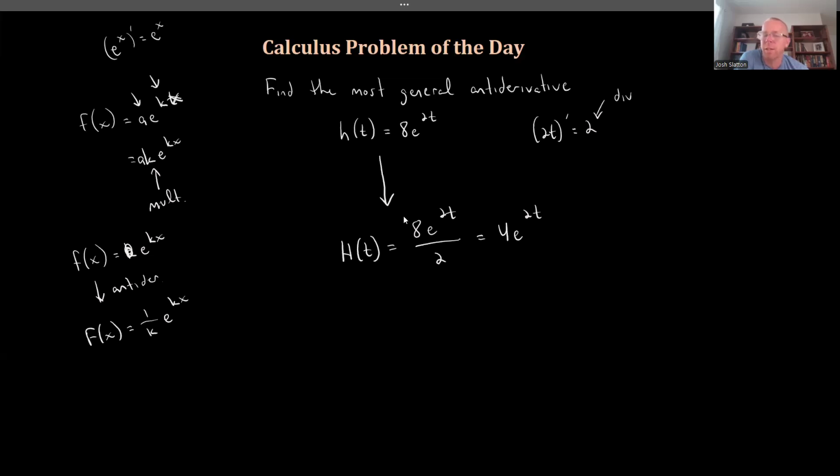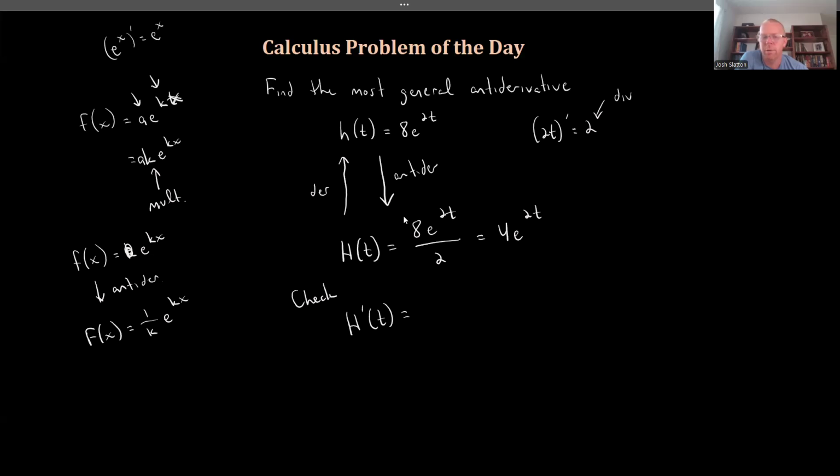Now, you can always check these. It's very easy to check. If you take the derivative of this, you should get that. So antiderivative going this way, if we go that direction, we get the derivative. So the derivative of capital H of t should be lowercase h of t. So let's find h prime of t. Just check.